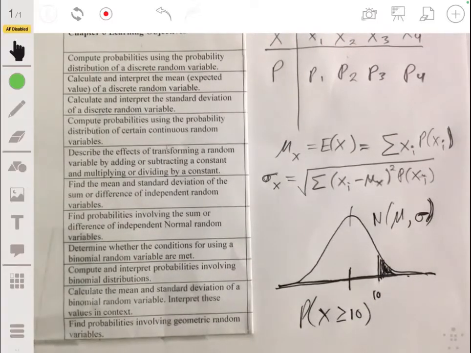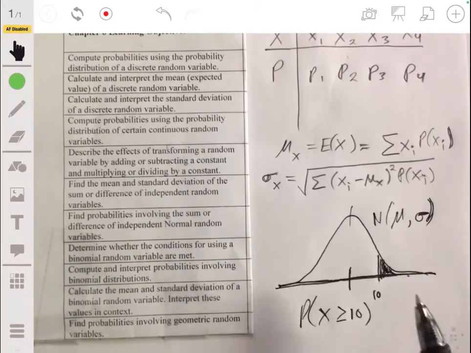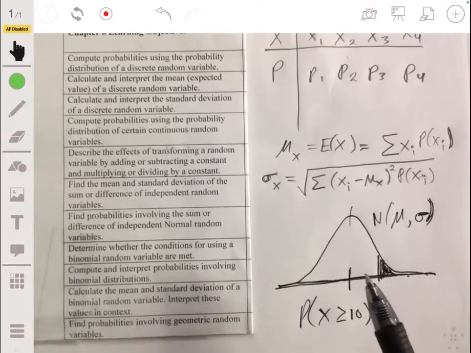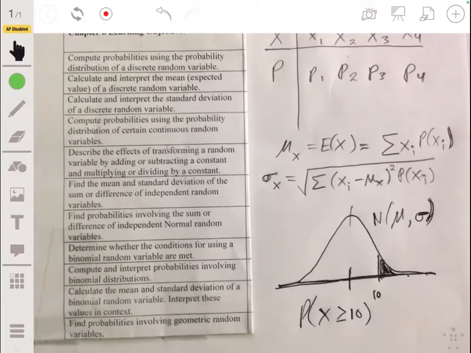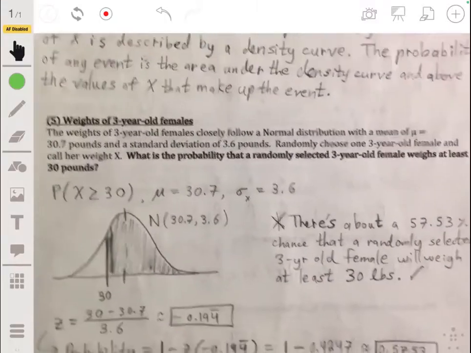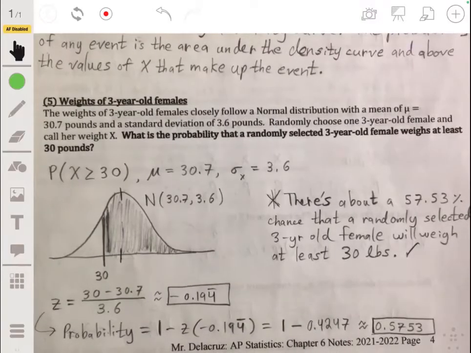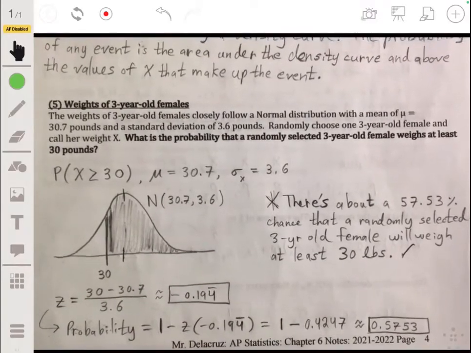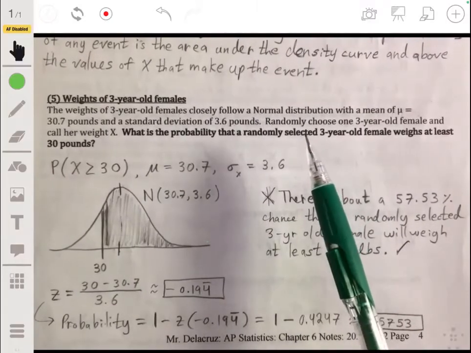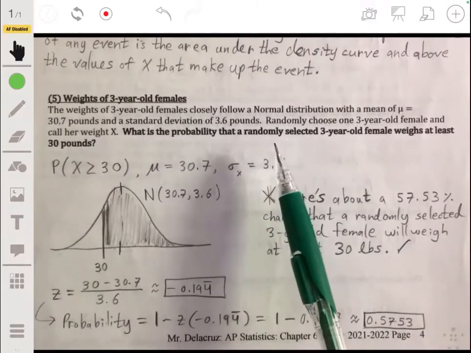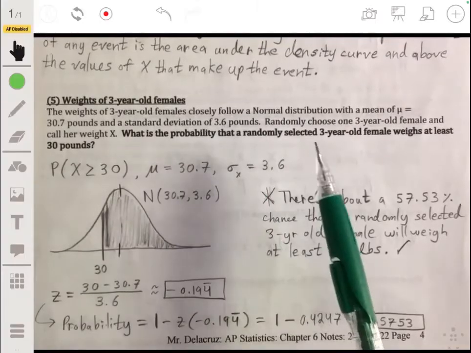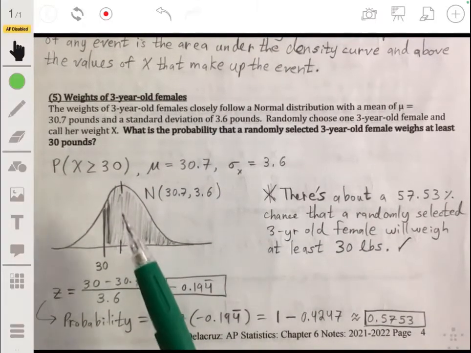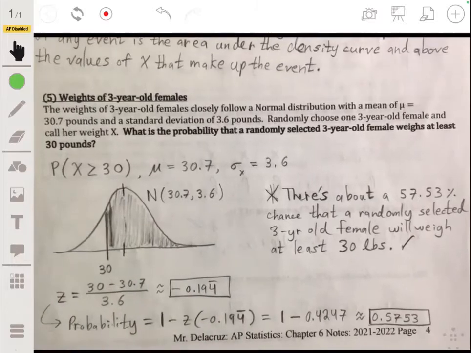And again, we've only learned normal distribution so far. So all you have to do is use your normal table A to calculate the probability of a standardized score being greater than whatever value you have. Let me just go back quickly to the example that we did in our notes, where we were looking at the weights of these 3-year-old females. And again, this is an example of what we're talking about with the continuous random variable. It has a mean of 30.7, standard deviation 3.6 pounds, and is normally distributed. And we were trying to find a probability that a randomly selected 3-year-old female weighs at least 30 pounds. So the area to the right of 30 underneath this normal curve.